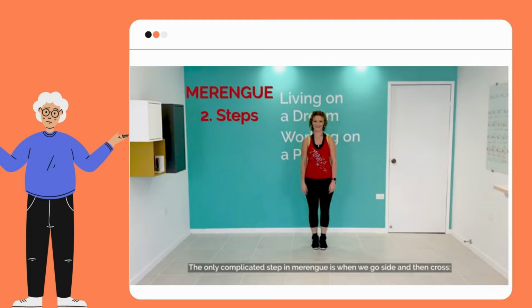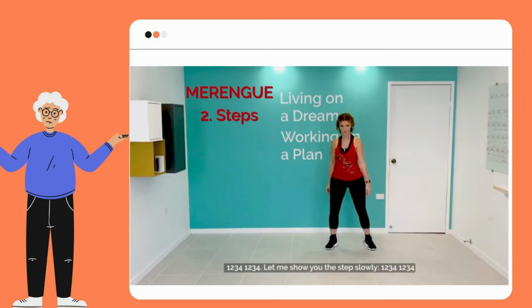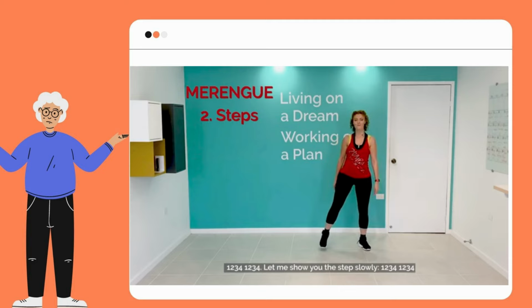The only complicated step in merengue is when we go side and then cross. 1, 2, 3, 4, 1, 2, 3, 4. Let me show you the step slowly. 1, 2, 3, 4, 1, 2, 3, 4.